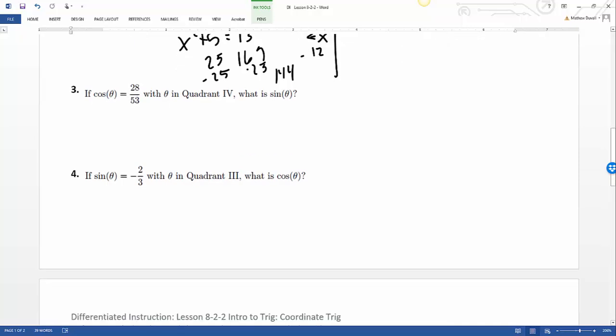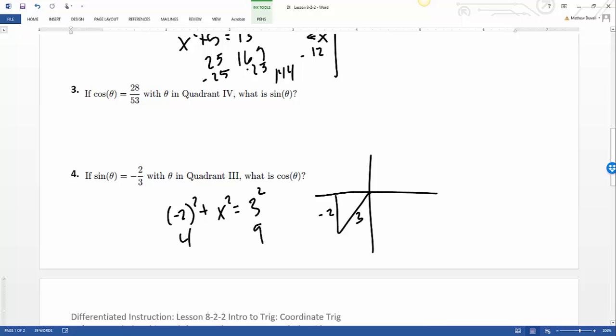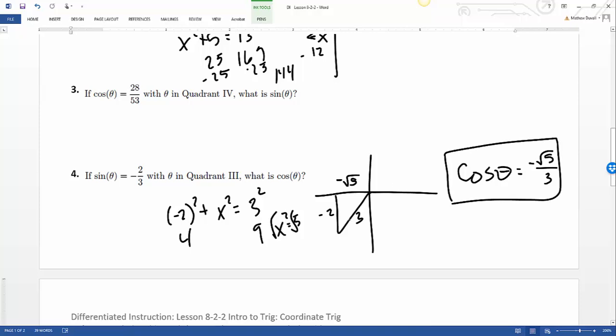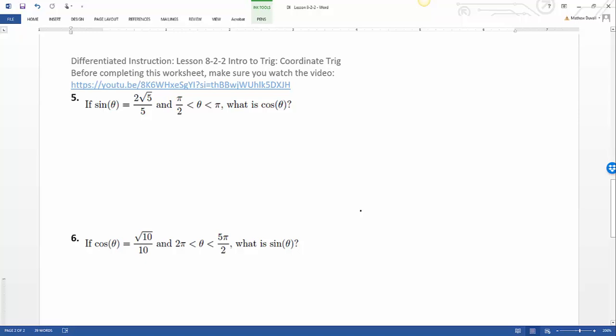If sine of theta equals negative 2 over 3, it's in quadrant 3. So here's quadrant 3. So sine is opposite over hypotenuse. So a squared plus b squared equals c squared. So that's 4, that's 9, so that's 5. So that's going to be the square root of 5, and it's going in the negative direction, so it's going to be negative. So my cosine value is adjacent over hypotenuse. Don't let it fool you if it's square roots.